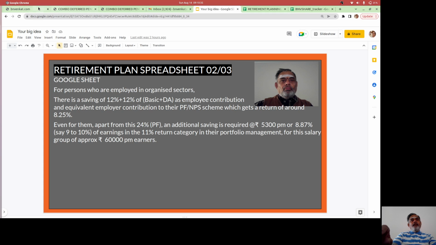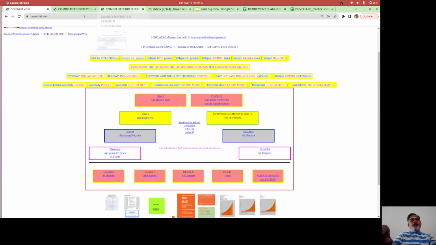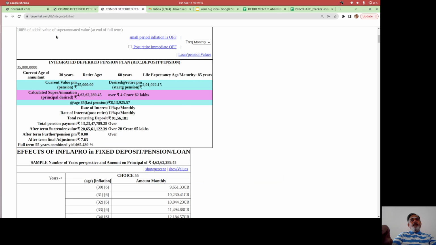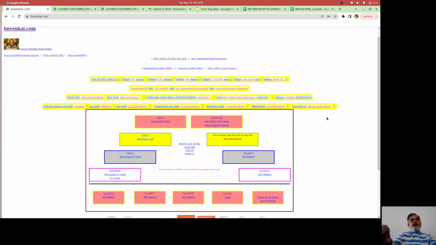Yes. Let us now view the combo factor. That is, view the software of B.N. Venkataraman. That is software by myself. You have got the software. The website is bnvenkat.com and the home page is here. Let us go to the combo menu.